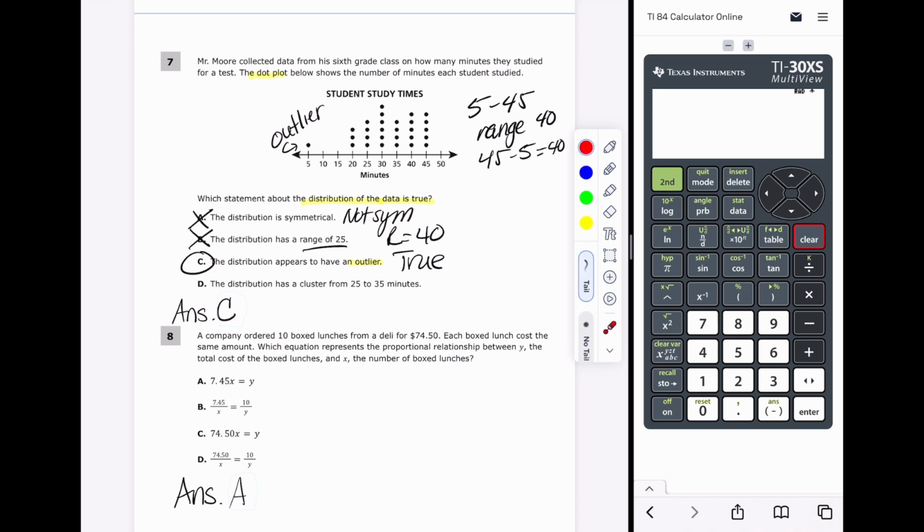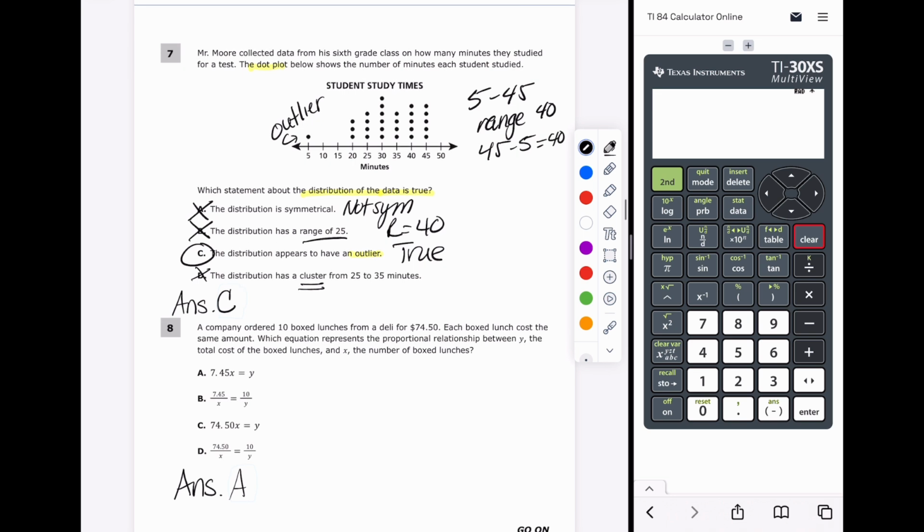And the last one, let's see why it's wrong. The cluster goes from 25 to 30. So this cluster, this is where all they're clumped up together. It does not go from 25 to 35. It really goes from 20 to 45. So that's why that's not true. But it also depends on whether you guys understand what a cluster is. And that's where all the data is clumped up. All right, let's look at the next one.